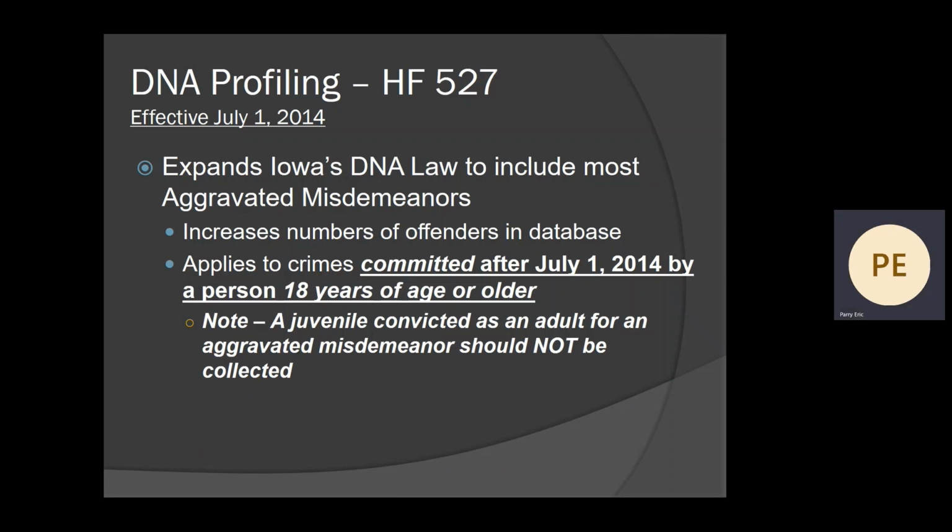It should also be noted for aggravated misdemeanors, that law does not apply to juveniles. So if a person who is under the age of 18 is convicted of an aggravated misdemeanor, that is not a collectible offense. But if they do get convicted of a felony or a sex crime, that is a collectible offense.